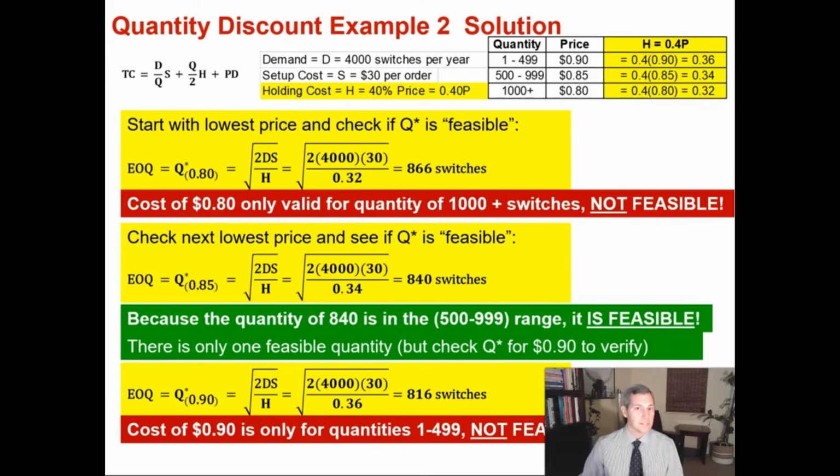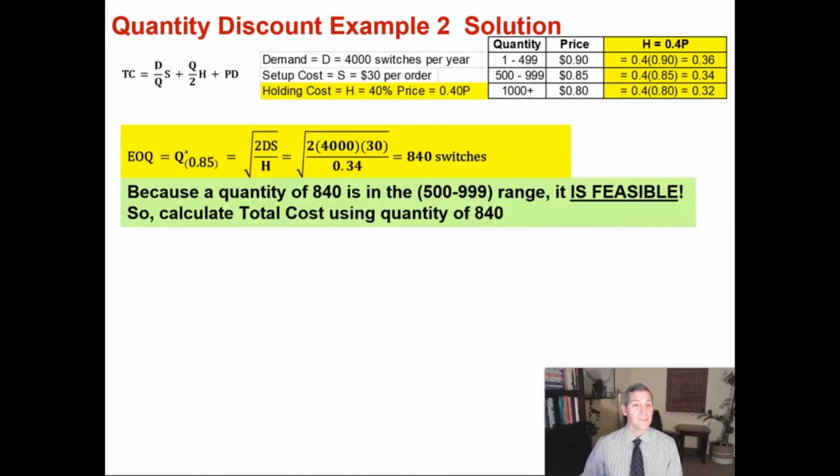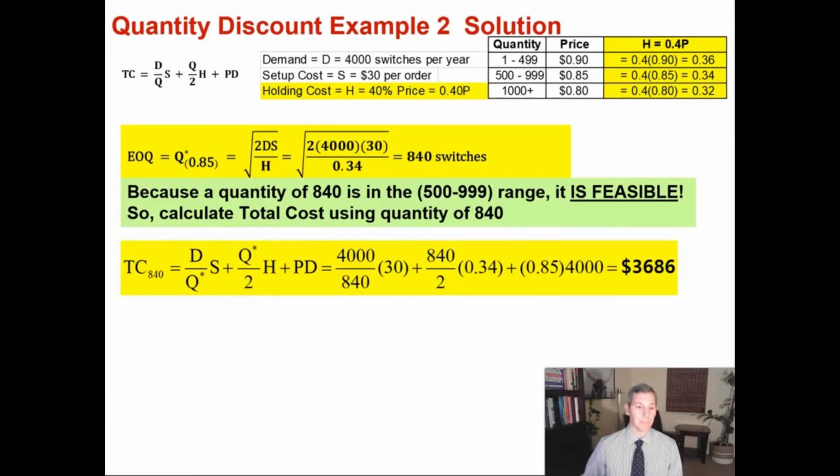But this is the quantity discount model. We're not trying to calculate the economic order quantity. That's just the first step. Just like the last example, we want to see if we save money by buying more than the economic order quantity. So let's look and see what our total cost is when we buy the economic order quantity, or if we buy more to get the price break. So because a quantity of 840 is in the 500 to 999 range, it is a feasible solution. So let's calculate the total cost using 840.